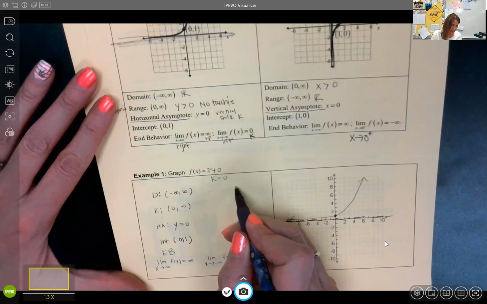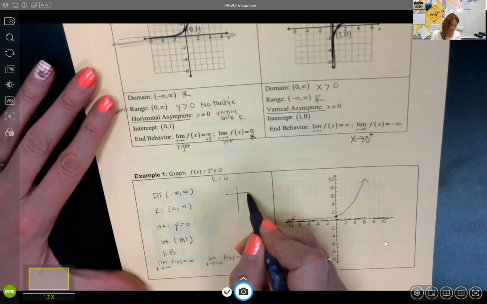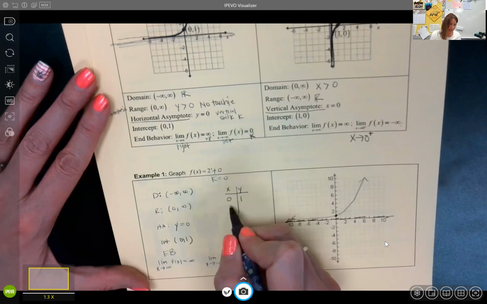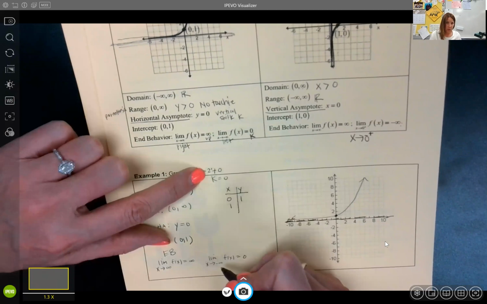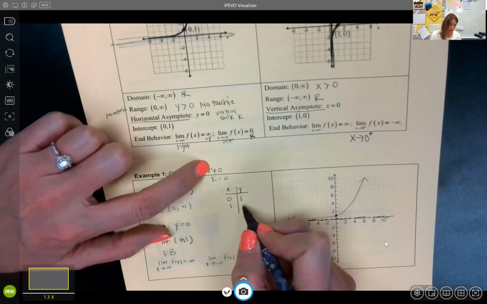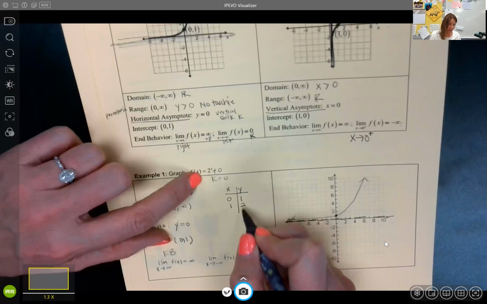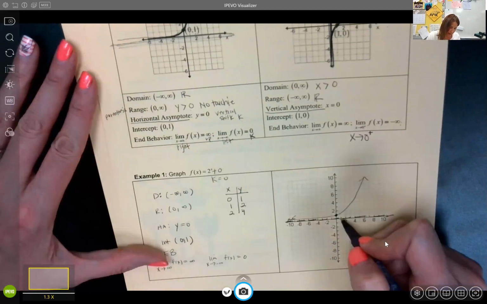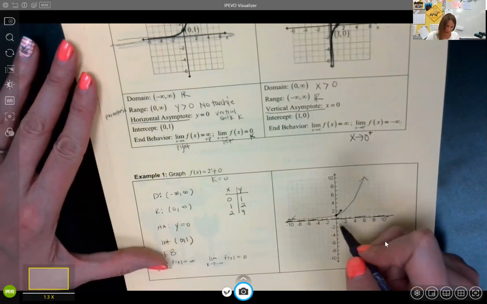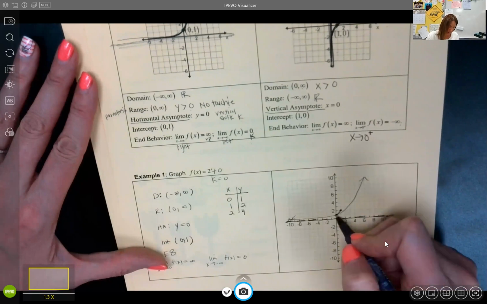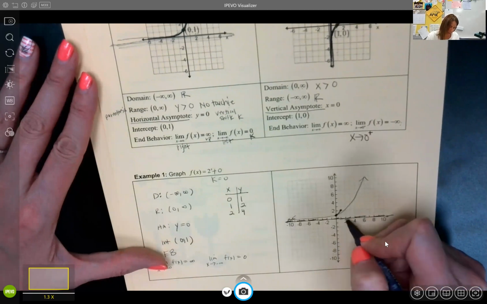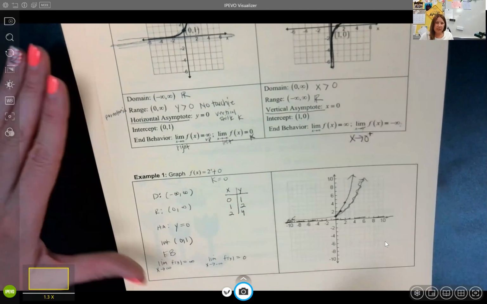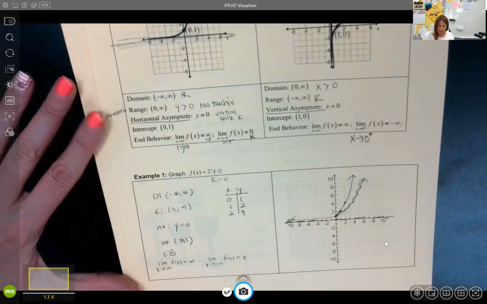Another thing that you could do to be more specific is create a chart of x and y. So I already know if x is 0, y is 1. What if x is 1? Then I'm going to have 2 to the 1 power, which is 2. And if x is 2, it would be 2 to the 2 power, which is 4. So I could go over here and get a little more specific on my graph and graph these points. See how that shows you just a little bit better where that graph is going to be. So you're going to want to create a chart.